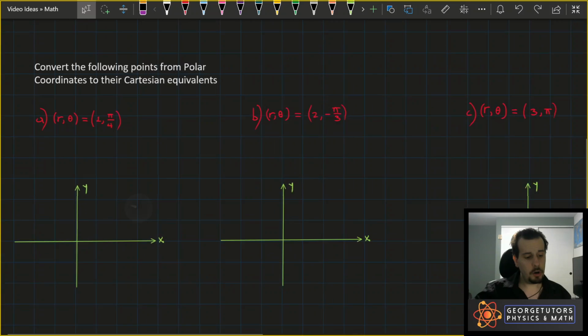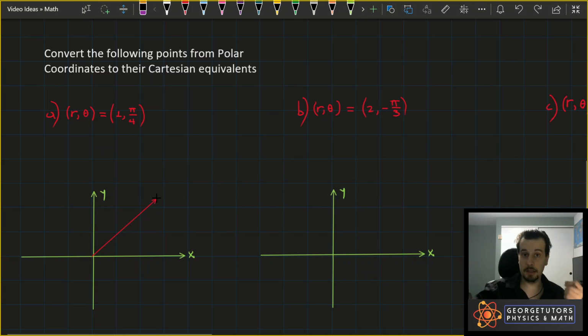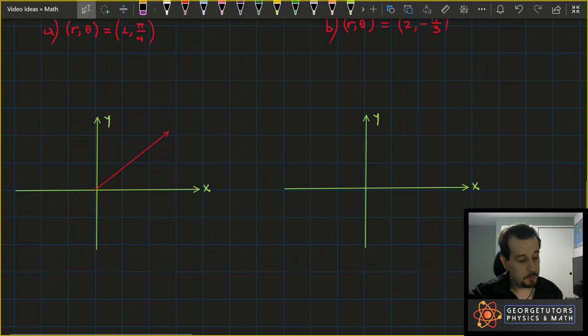So to start off, let's see this point over here. We are given the size of the vector that you saw earlier. We're given the fact that it's 1 in length, and that it makes an angle pi over 4 with respect to that x-axis. So again, we can put that information in. There's the 1, and there's the pi over 4.